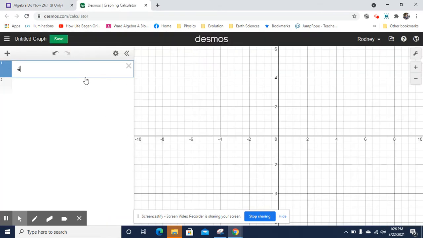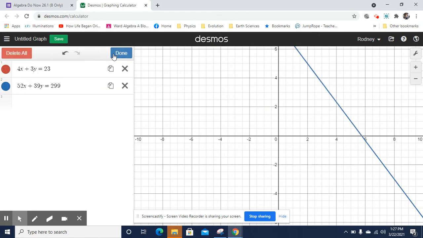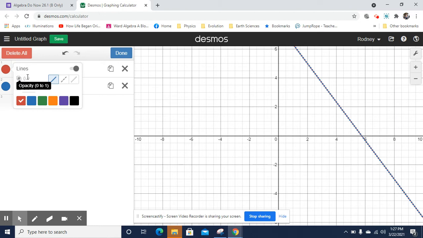So we've got 4x plus 3y equals 23, and we've got 52x plus 39y equals 299, and they're the same graph. They're the same line. I'm going to adjust this one slightly so it's more obvious what's going on here. I'll adjust that one slightly too. I'm just going to make that a 1 scale, and there we go.